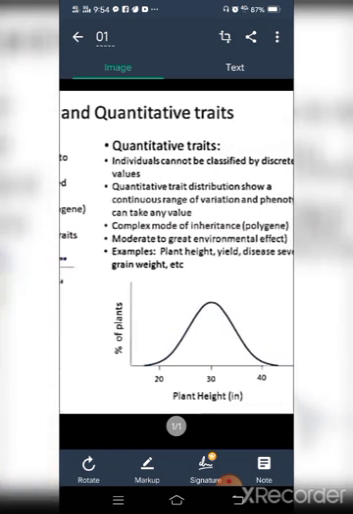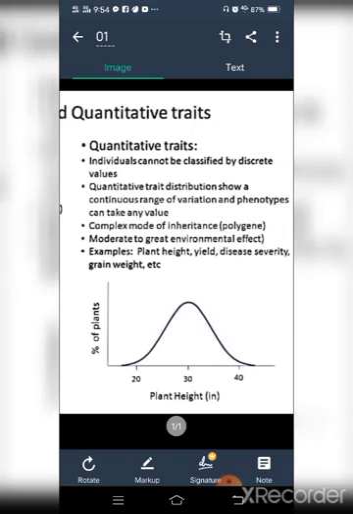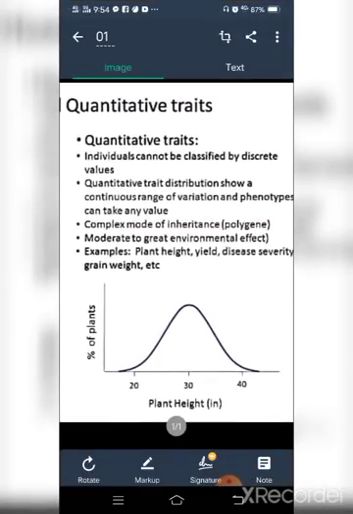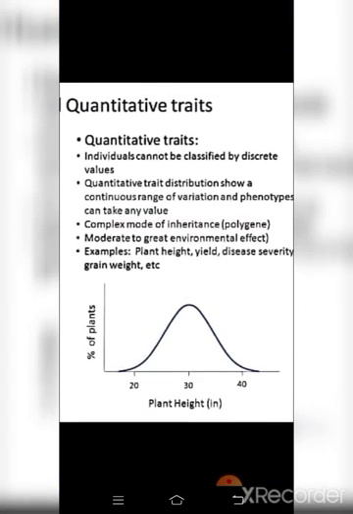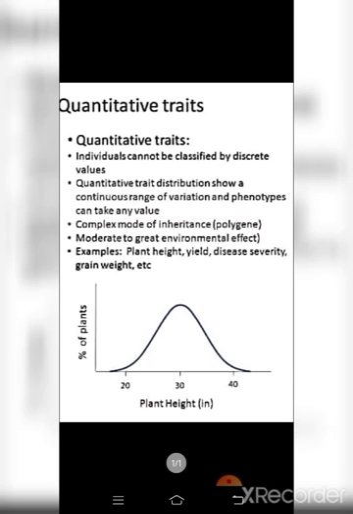The same is the case with quantitative traits. Individuals cannot be classified by discrete values. Quantitative trait distributions show a continuous range of variation, and phenotypes can take any value. Complex mode of inheritance, as many genes contribute to a single trait, so they are called polygenes. Inheritance has moderate to great environmental effect. Examples: plant height, yield, disease severity, and grain weight.